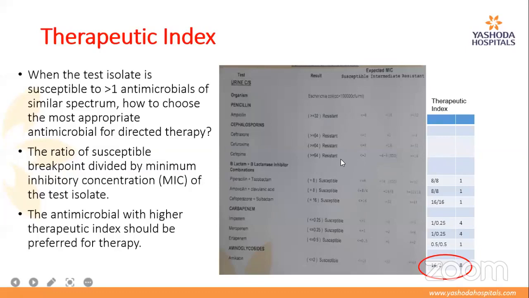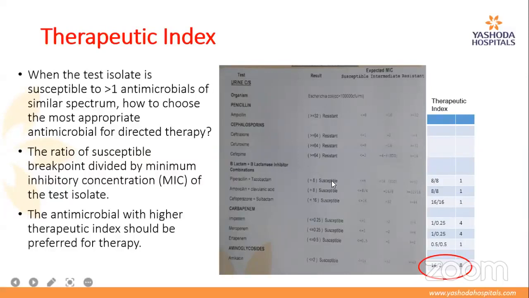Now, the MIC values of piperacillin-tazobactam and amoxiclav are lesser than cefoperazone-sulbactam. Then is it better than this? So let us calculate the therapeutic index. Here, the susceptible breakpoint is 8 and the MIC is 8, so 8 divided by 8 is 1. In amoxiclav also, 8 divided by 8 is 1. Whereas ceftazidime-sulbactam, 16 divided by 16, is 1. So all three have the same therapeutic index, so they may be similarly effective.